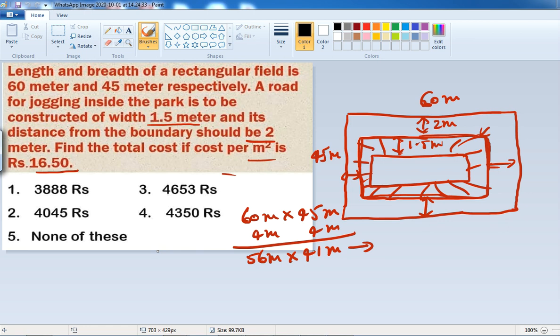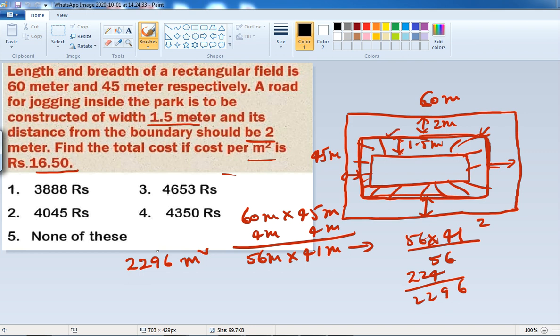Okay, so if we calculate 56 into 41, 4 6s are 24, 4 5s are 20, 22, 6 9s are 54... so this will be 2296 meter square, the area of this outer rectangle. But we need the area of the inner rectangle also, so that we can calculate the area of the road.